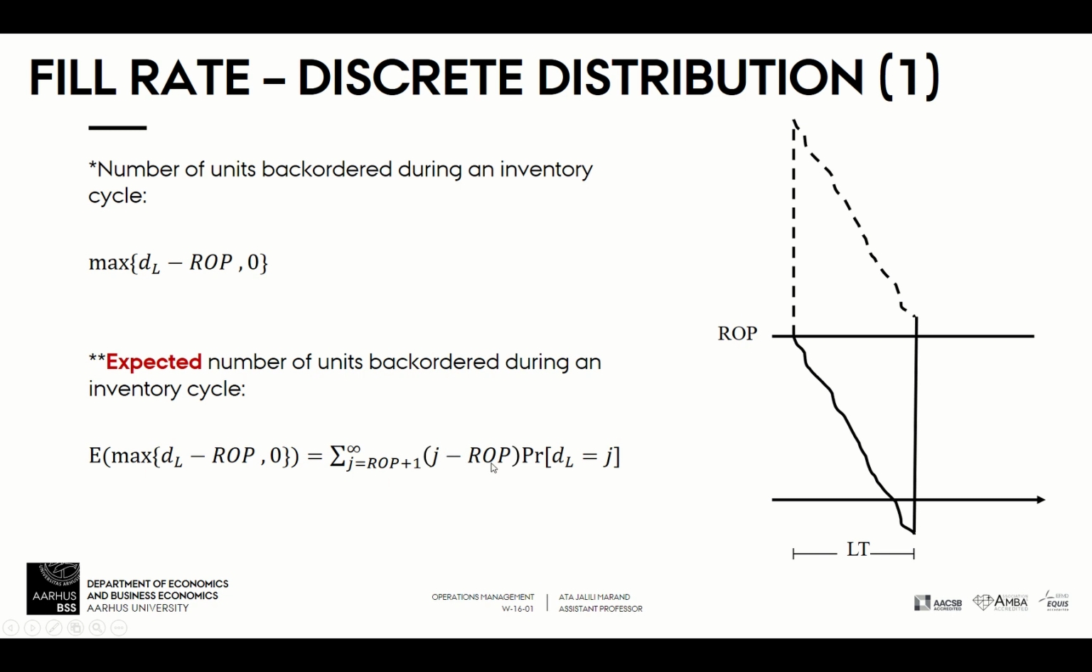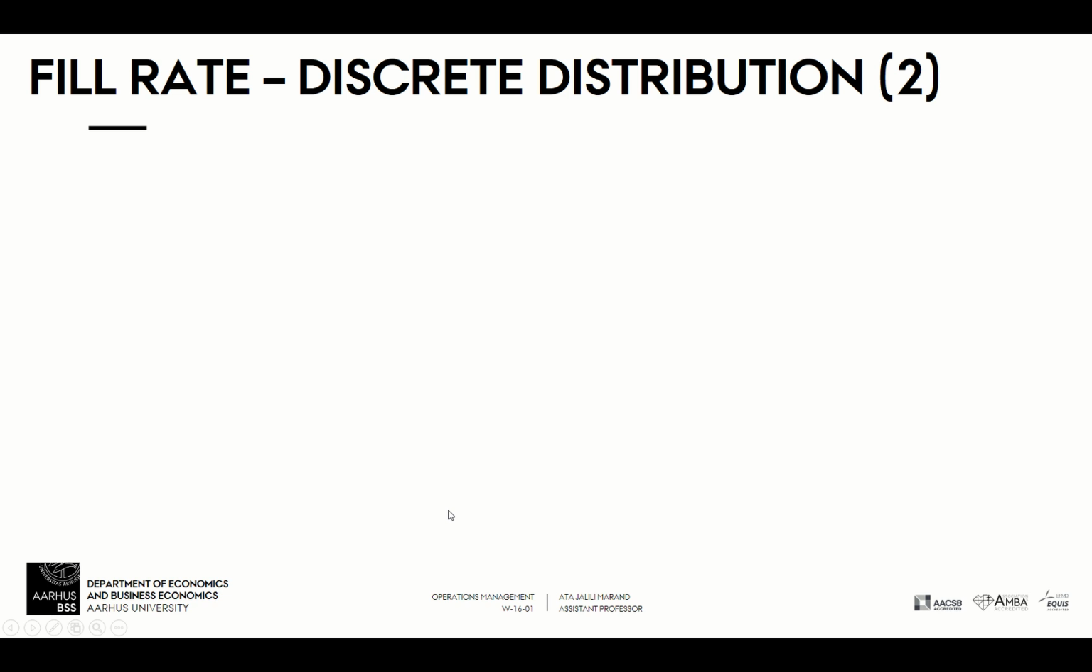It is J minus ROP multiplied by probability of demand during lead time being equal to J. And we will take the summation of this expression for all J values that are greater than ROP. Here we need the distribution of the demand during lead time, here Pr of DL being equal to J. And of course we have a summation because the distribution is discrete. Then the following expression for the fill rate can be achieved.